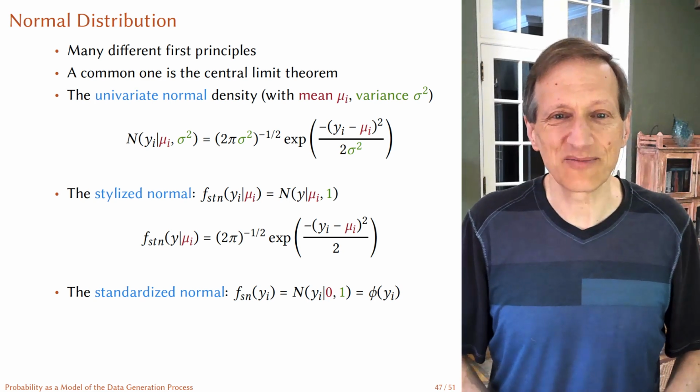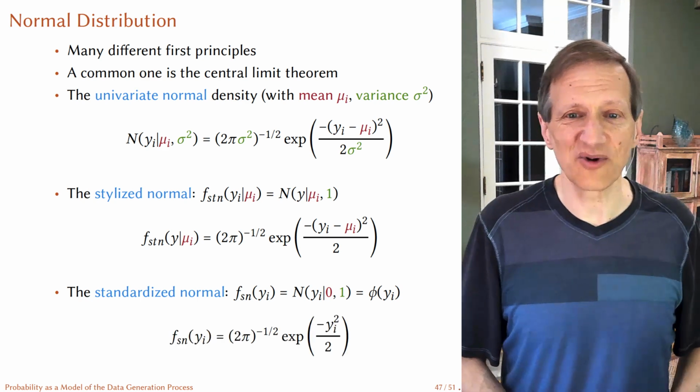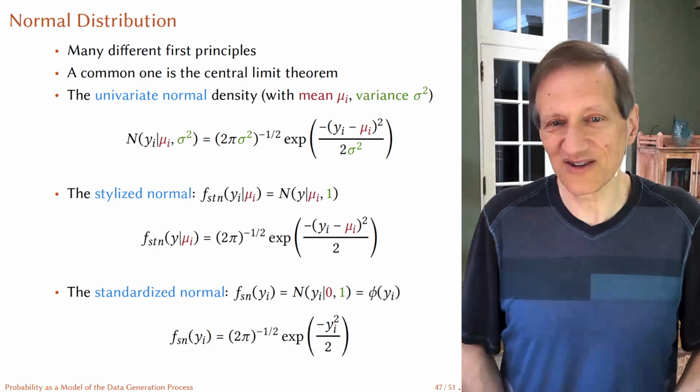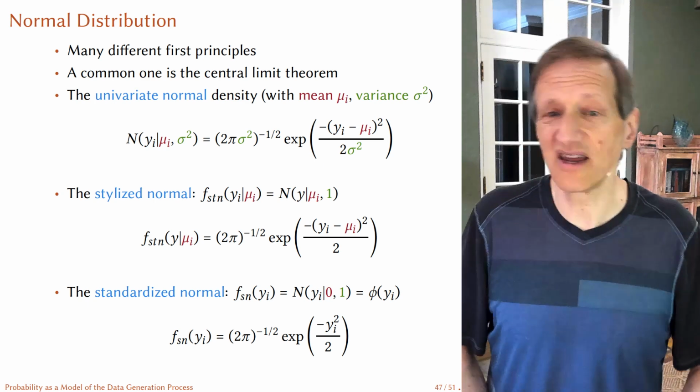It just makes things simpler. Anyway, we'll often use the stylized normal. That's what the thing looks like. It looks a little simpler. Basically, we just set sigma squared to 1 and mu to 0.